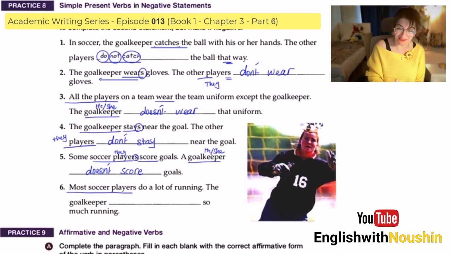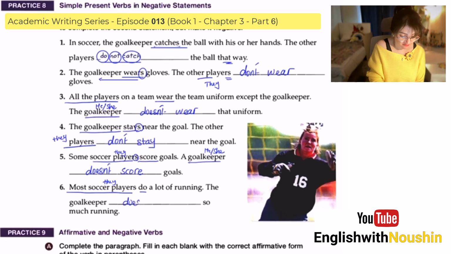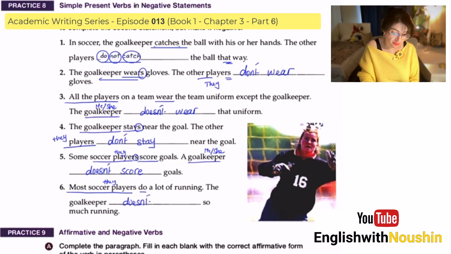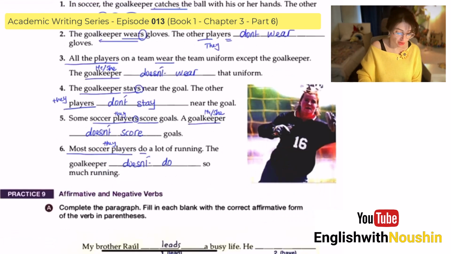Most soccer players, they do a lot of running. The goalkeeper, he or she, does. Don't, doesn't. Doesn't. What's the verb? Most soccer players do a lot of running. Doesn't do so much running. You can also say doesn't run so much.